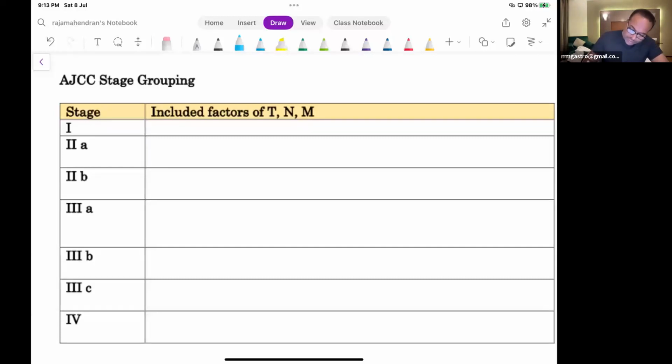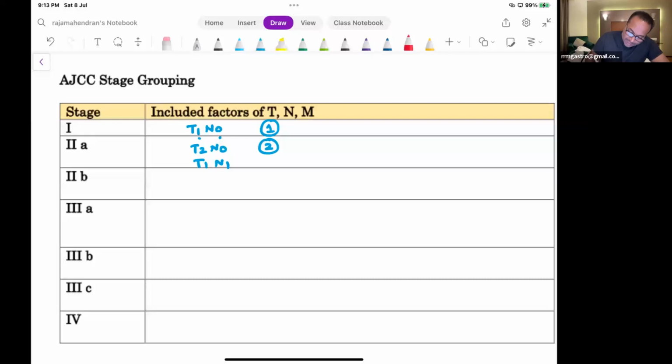Now coming to the staging, stage 1. This is very easy. Don't get confused with this. I'll tell you a simple method to remember. Whenever I count, if it comes to 1, it is stage 1. T1, N0: 1 plus 0 is 1. T2, N0: count comes to 2. T1, N1: that is stage 2.